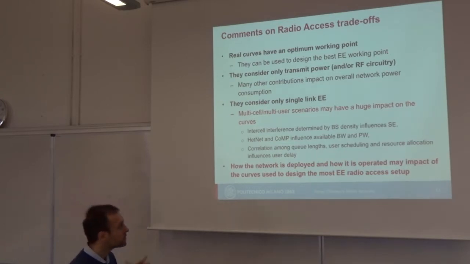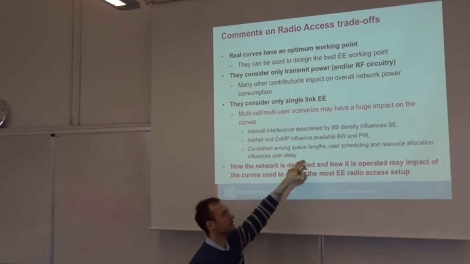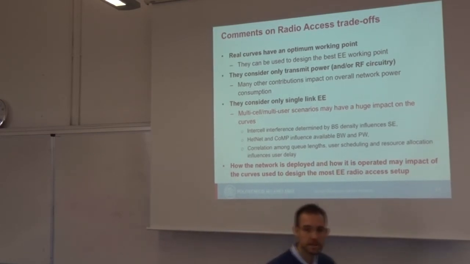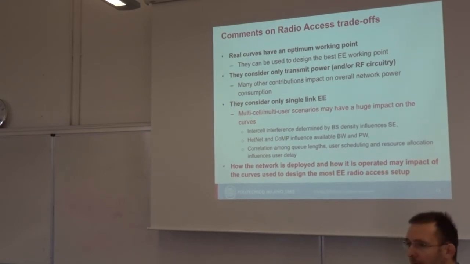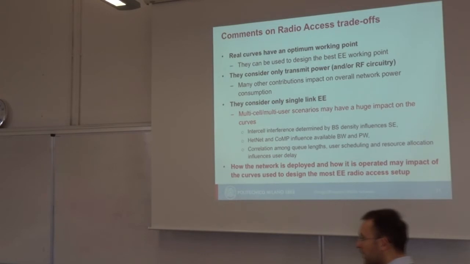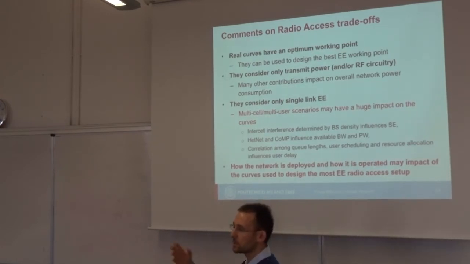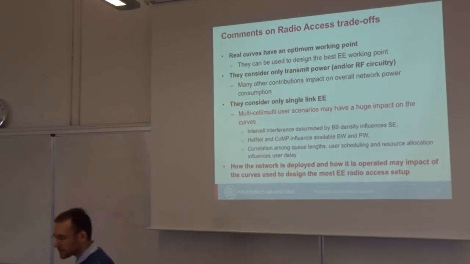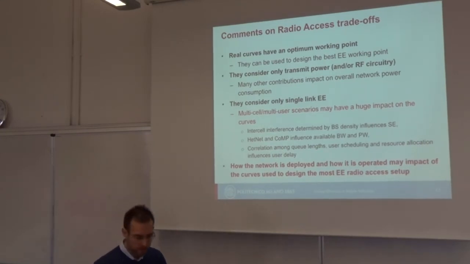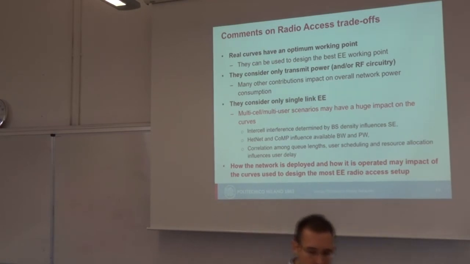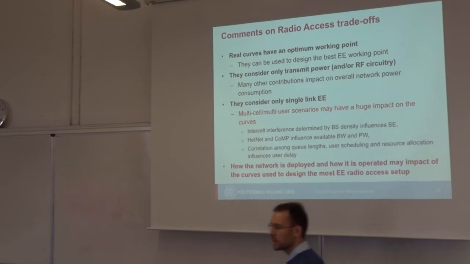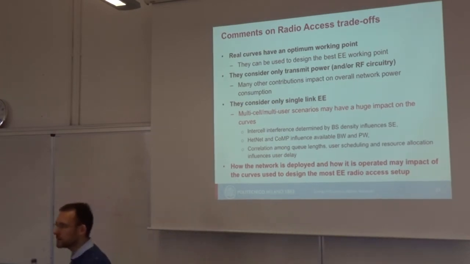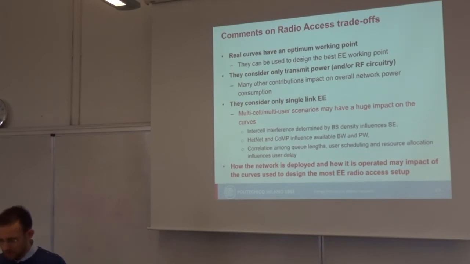Another effect is the correlation among the queue lengths, the user scheduling approach and the resource allocation algorithms that you have in your network. They impact this kind of delay versus power trade-off, and they also impact the curve. So the lesson learned is the following. How we deploy our network and how we operate our network may impact the shape of the curves that I showed you. Of course, they impact the optimal point, which is used to design the most energy efficient system. This is something which is very, very important.